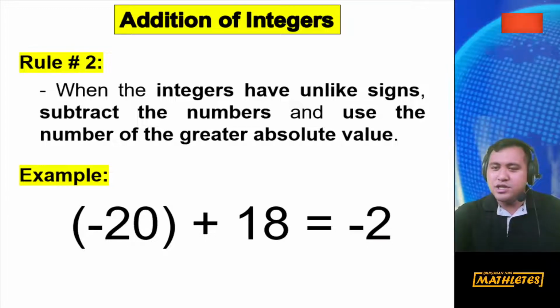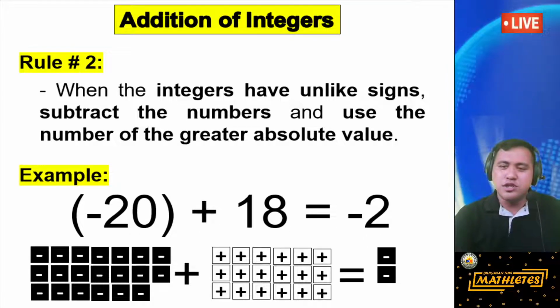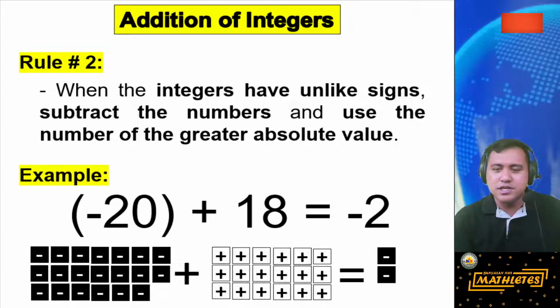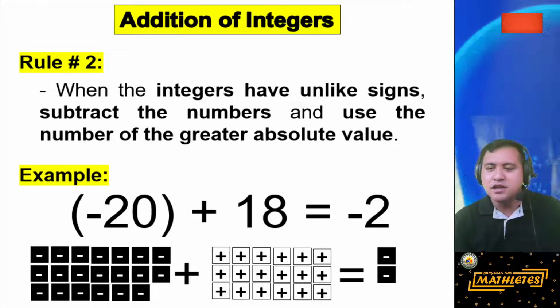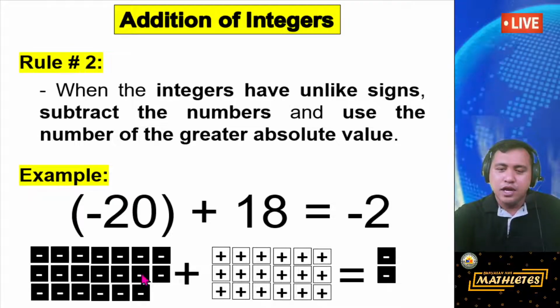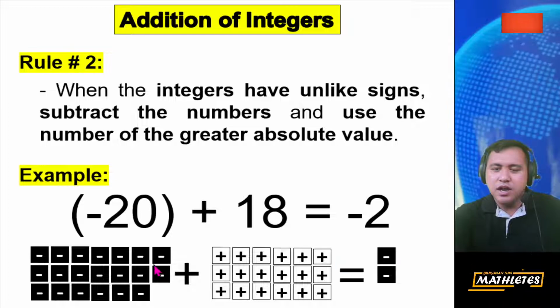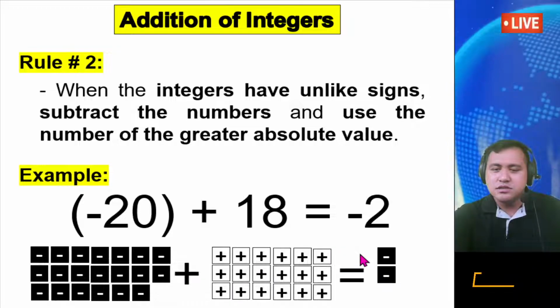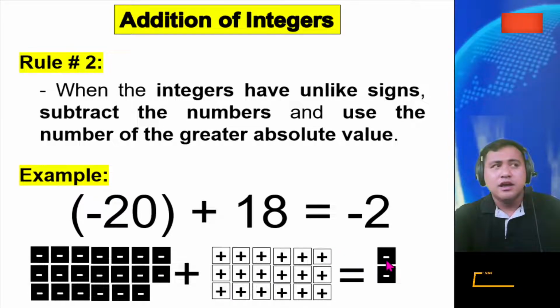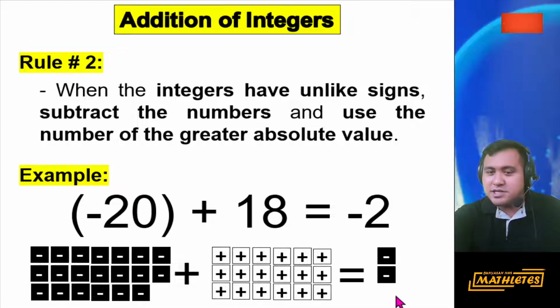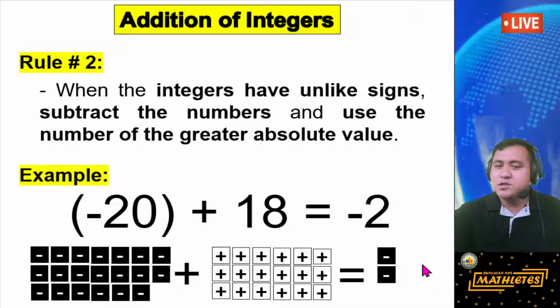Okay. So in tiles, there are 20 negative tiles plus 18 positive tiles. So again, pares-pares. So ang mabilin, ang walay pares is duha ka negative tiles. So that is negative 2. That is by using tiles.